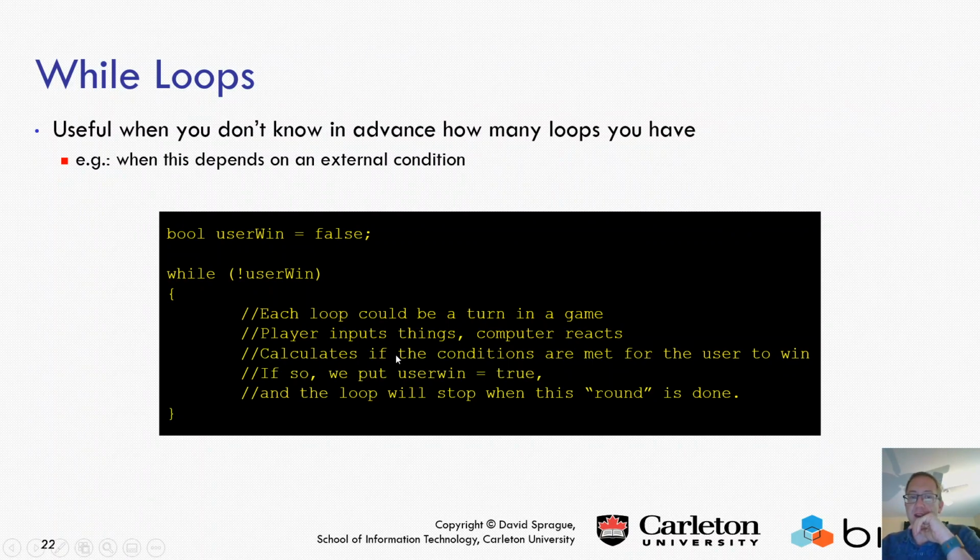You check to see if the conditions are done to win. By the way, the computer reacts, meaning it handles game logic, and it also renders or draws things on the screen. You can calculate whether the conditions are to win. If so, you put the win state to true, and then you loop around again, and you keep looping around until the win state is set to true, and then you'd stop.